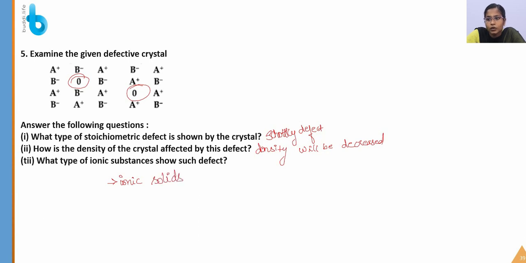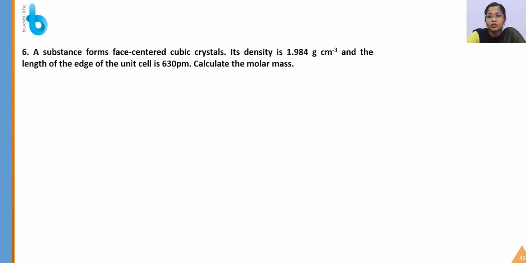Now let me see the next question. A substance forms face-centered cubic crystals. Its density is 1.984 gram per centimeter cube and the length of the edge of the unit cell is 630 picometer. Calculate the molar mass. We know that it is FCC, that means Z is equal to 4, and the density value is given, 1.984 gram per centimeter cube, and the edge of the unit cell a is given, 630 picometer, right? So we have to calculate the molar mass now.